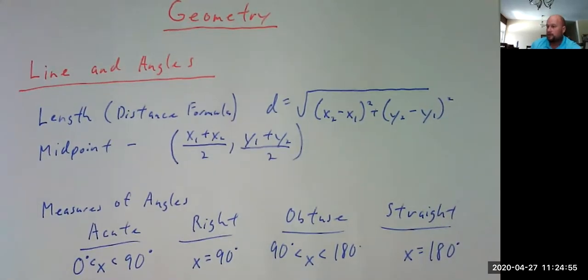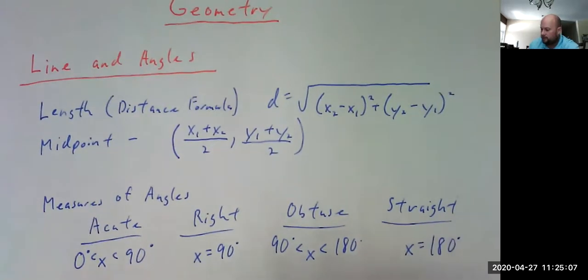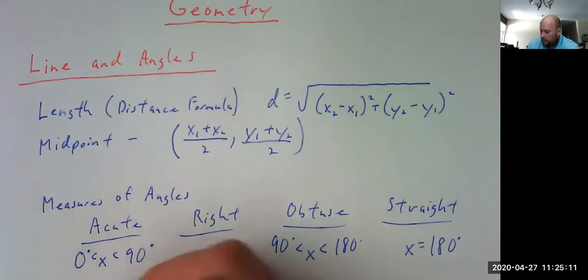Now, there's also some angle relationships that we need to know. So let's look at several angle relationships. The first one that we're going to talk about is vertical angles. I'm going to give a brief definition and then an example of each one of these. And there'll be a picture to go along with the examples.